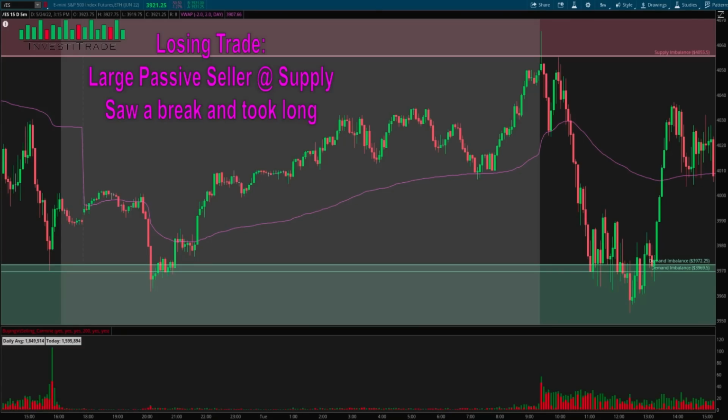Now, this was a losing trade. I remember taking this setup, and in my opinion, it was a really bad setup. Yet I let my emotions get involved, and I took a trade that I should not have taken, reviewing the chart after the fact. But everything looks good in hindsight.